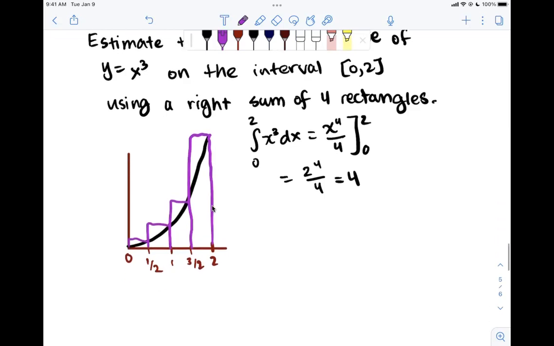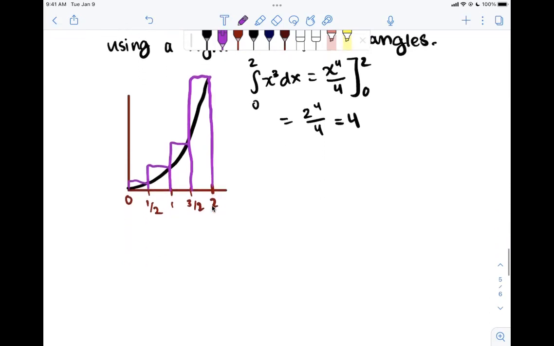Okay, and each one has width 1/2. And let's find the height. So the first height is going to be the y value of this point. So that's f of 1/2, which is 1/2 cubed, which is 1/8. Then the second one is the y value of this point. So that's f of 1, which is 1 cubed, which is 1.